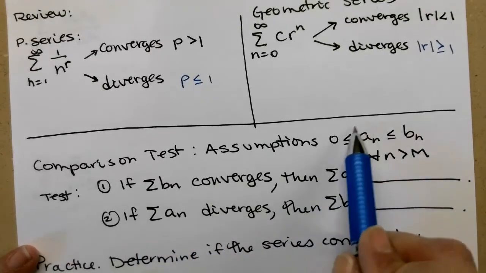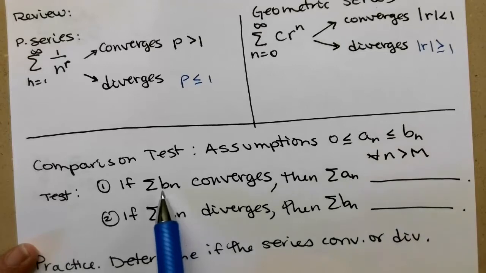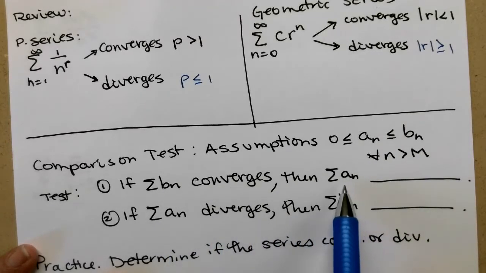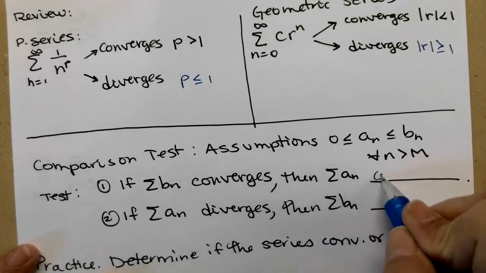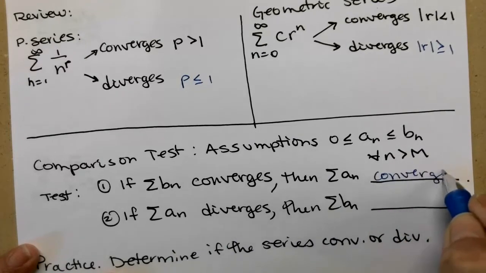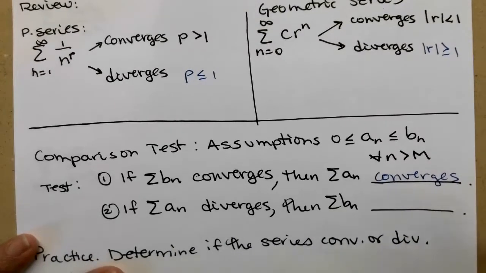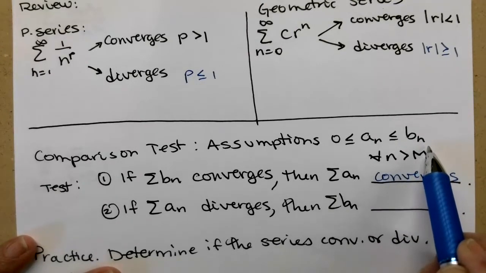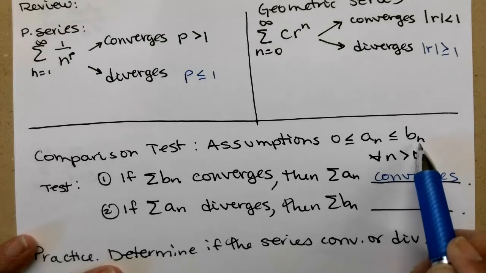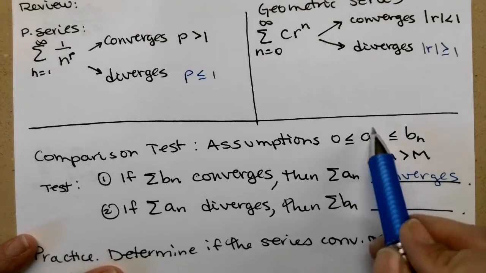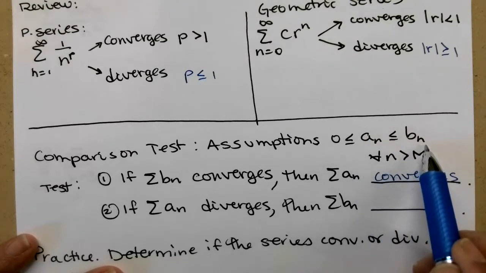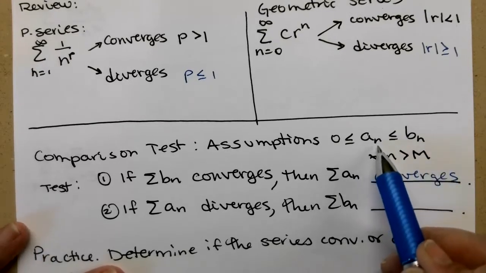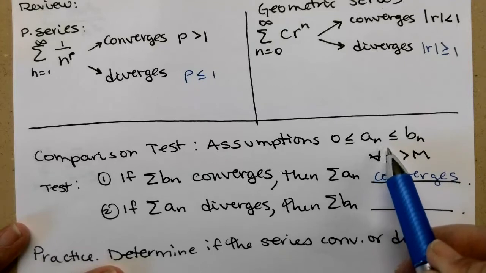So when this inequality holds, if we know that b sub n converges, then we also know that a sub n converges. And let's see why that makes sense. So I know that my a sub n's are always less than my b sub n's, and I know that my b sub n's converge. So that means that the series of a sub n's has an upper bound of whatever b sub n converges to, so then a sub n will also converge.